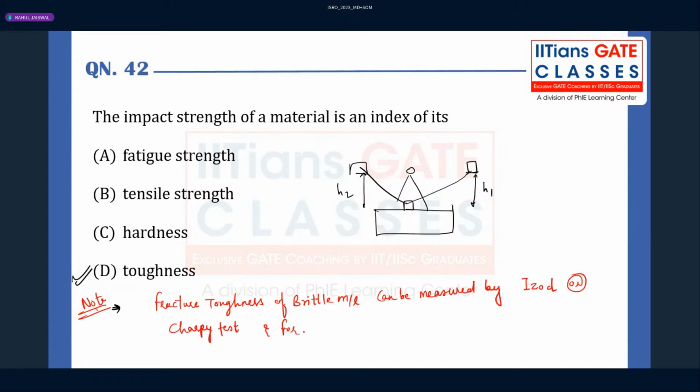And for ductile material, by tensile test machine, universal testing machine. Make a note of it. Why is it not the Izod and Charpy test? That is a different thing. We will see on some other day regarding these two particular tests.